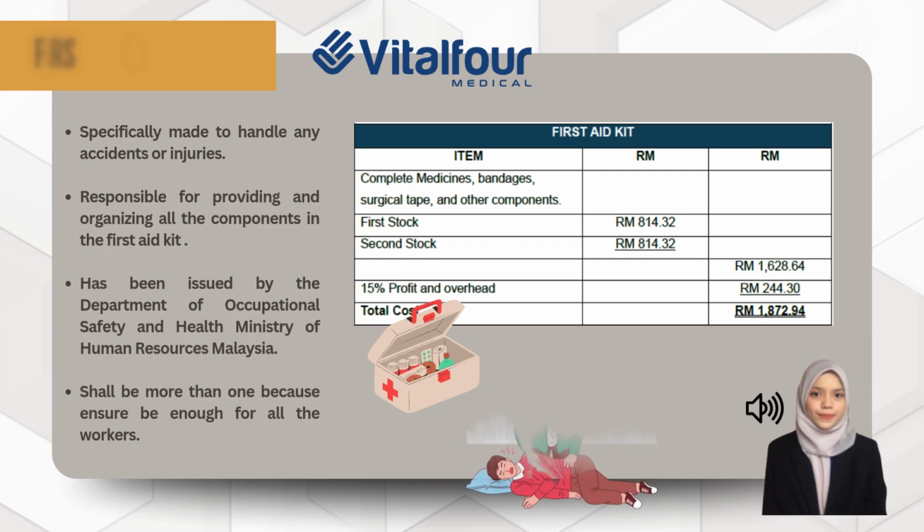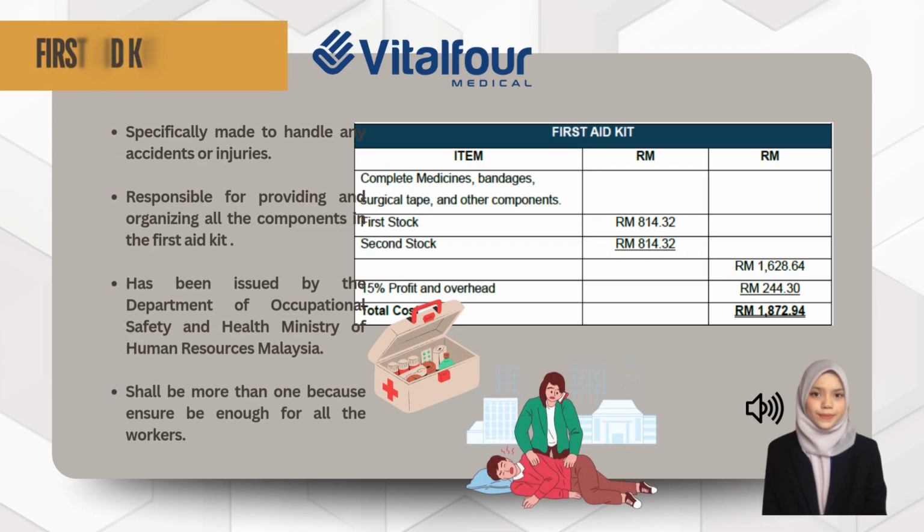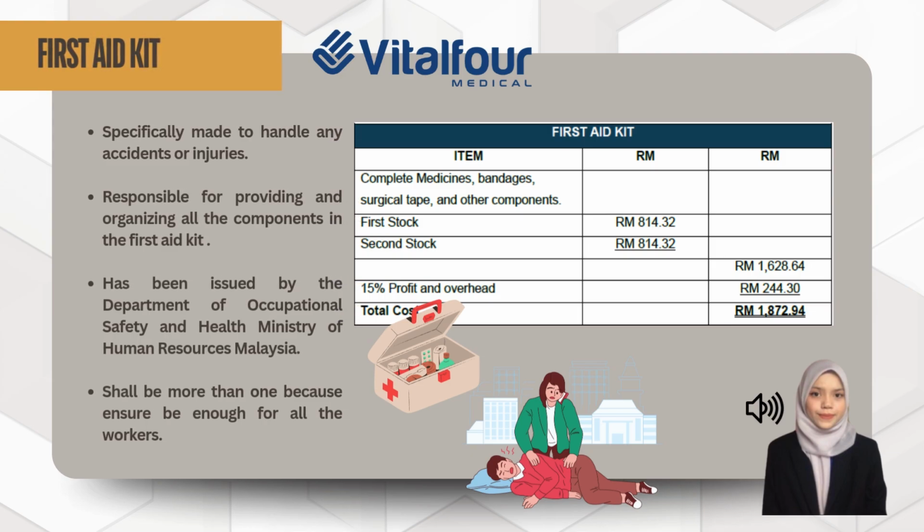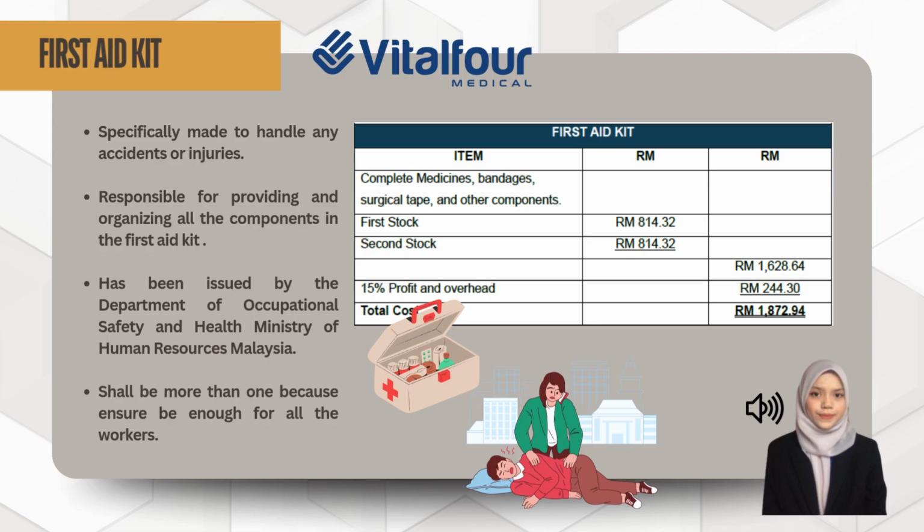A first aid kit for a construction site is specifically made to handle any accident or injuries that might happen on site. The contractor is responsible for providing and organizing all the components in the first aid kit at the site office. A first aid kit is important and has been issued by the Department of Occupational Safety and Health, Ministry of Human Resources Malaysia, to be used by a first aider during an emergency until the medical personnel arrive. For this project, the first aid kit should be more than one because this is a big project, and should be enough for all the workers.